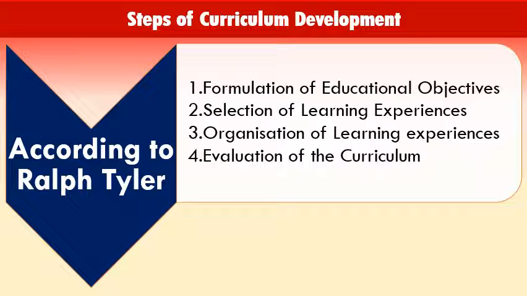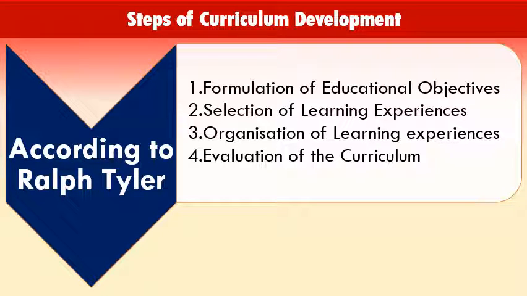So in order to have this curriculum, we must have some steps or the basic pillars of this curriculum development. It was well explained by Ralph Tyler. So according to him, there are four steps in order to develop any kind of curriculum. One is formulation of educational objectives. Second is selection of learning experiences. Third one is organization of learning experiences. And the fourth one is evaluation of the curriculum.